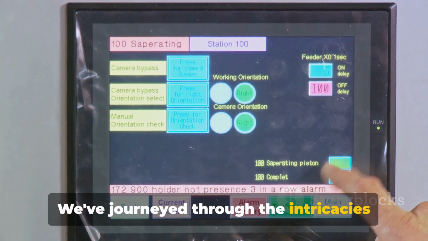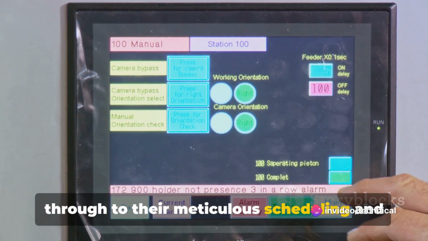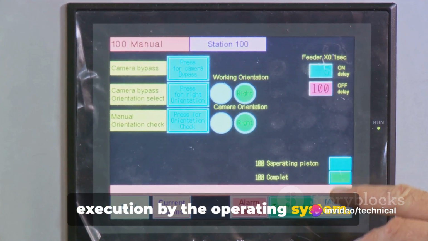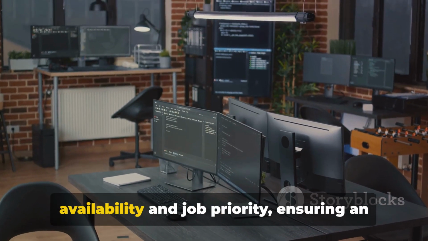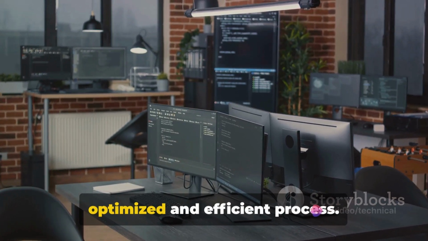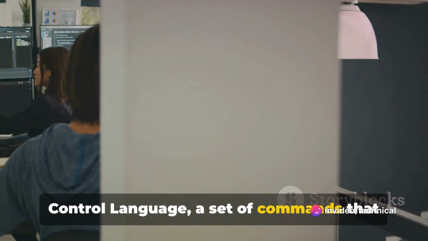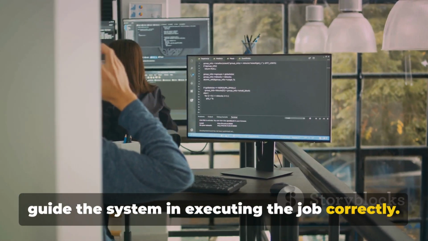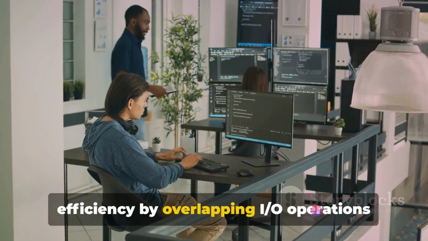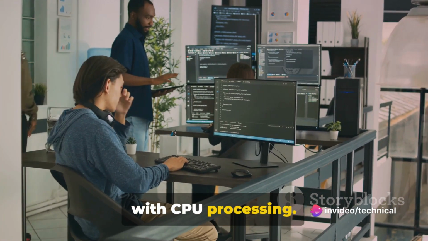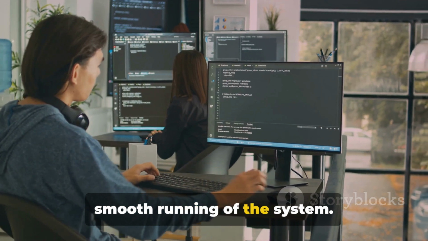We've journeyed through the intricacies of how batch processing systems function, from the initial submission of jobs through to their meticulous scheduling and execution by the operating system. We've seen how these systems prioritize tasks based on factors such as resource availability and job priority, ensuring an optimized and efficient process. We've delved into the importance of job control language, a set of commands that guide the system in executing the job correctly. We've also discussed the role of spooling, a technique that enhances efficiency by overlapping I/O operations with CPU processing. It's like a well-oiled machine, each component working in harmony to ensure the smooth running of the system.